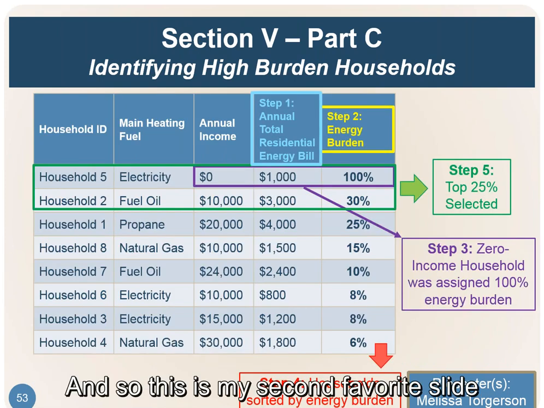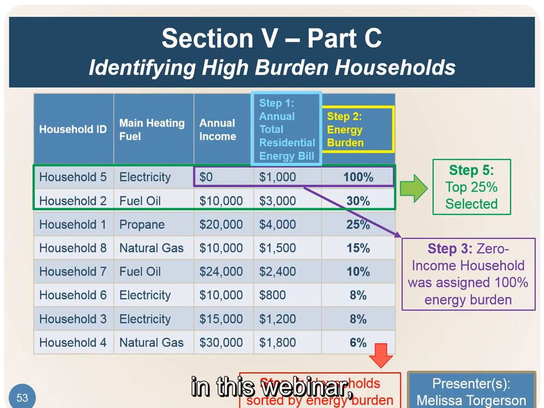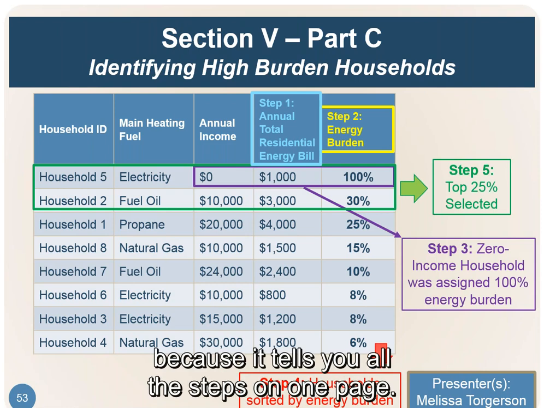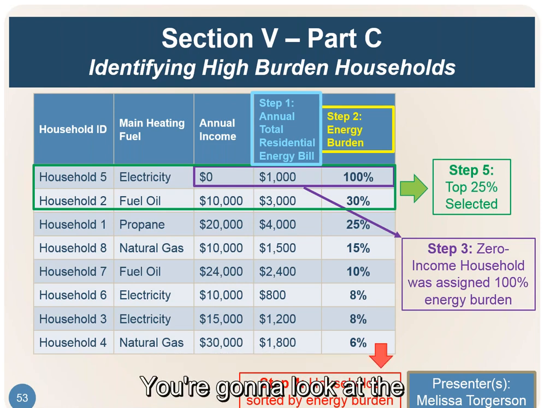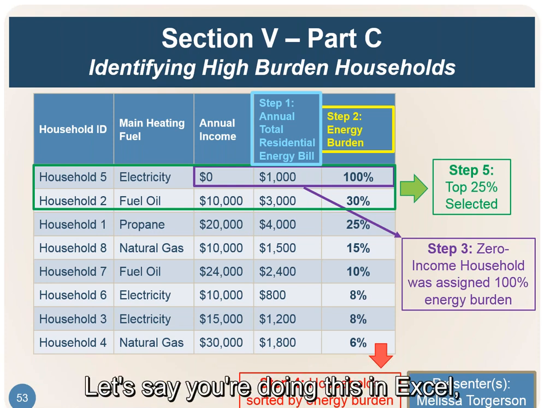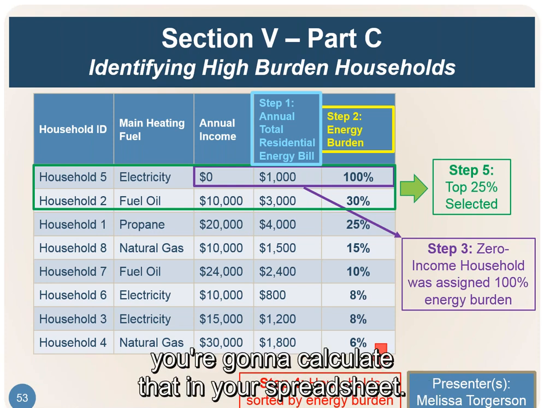And so this is my second favorite slide in this webinar, because it tells you all the steps on one page. You're going to look at the annual total residential energy bill. You're going to calculate that. Let's say you're doing this in Excel. You're going to calculate that in your spreadsheet.